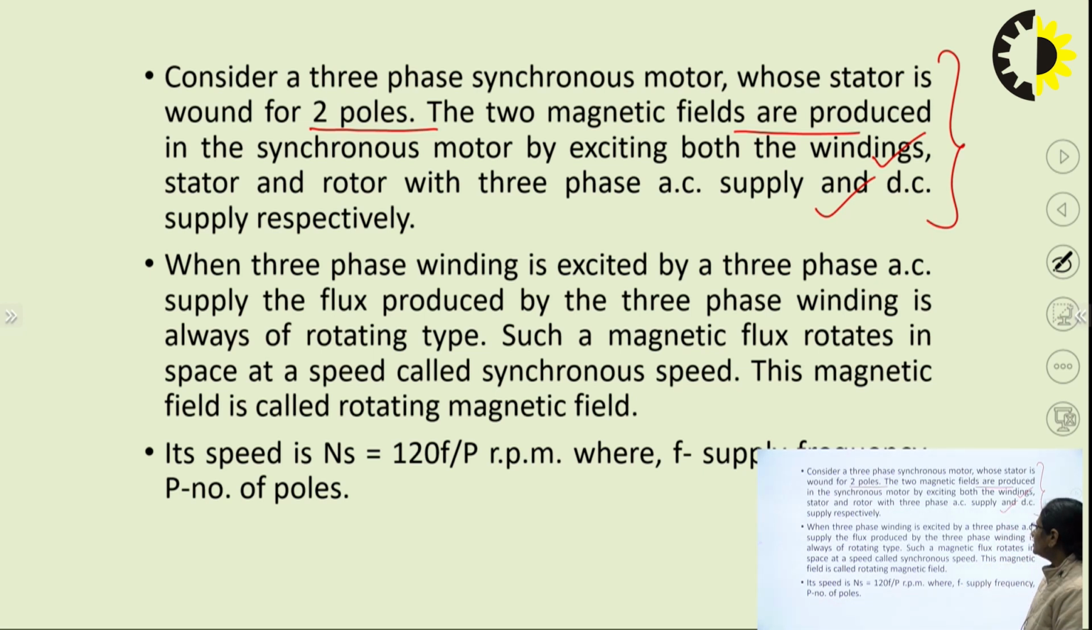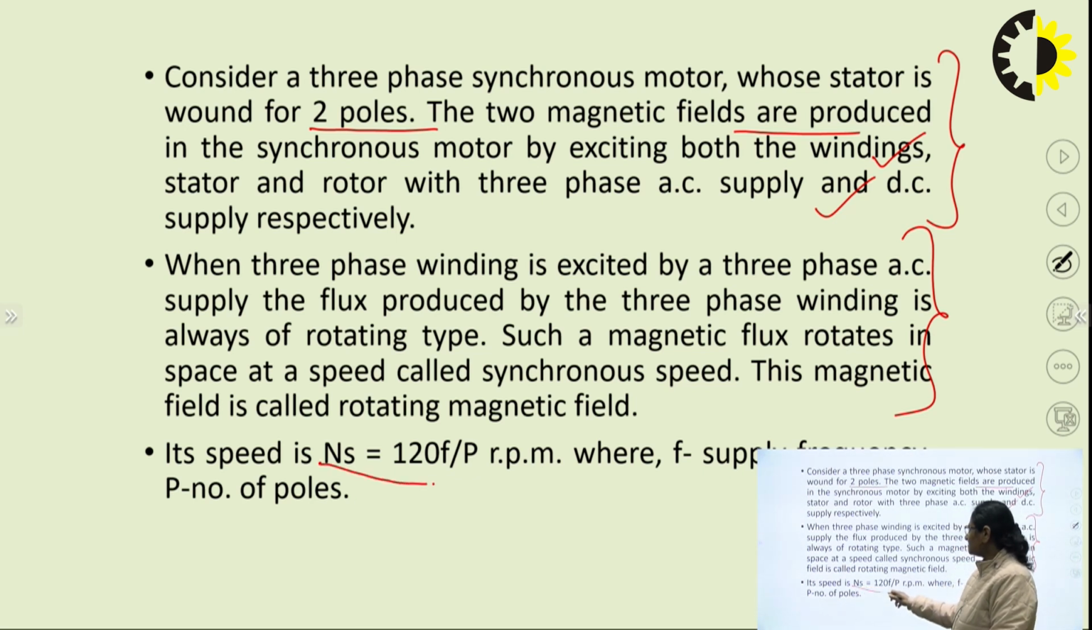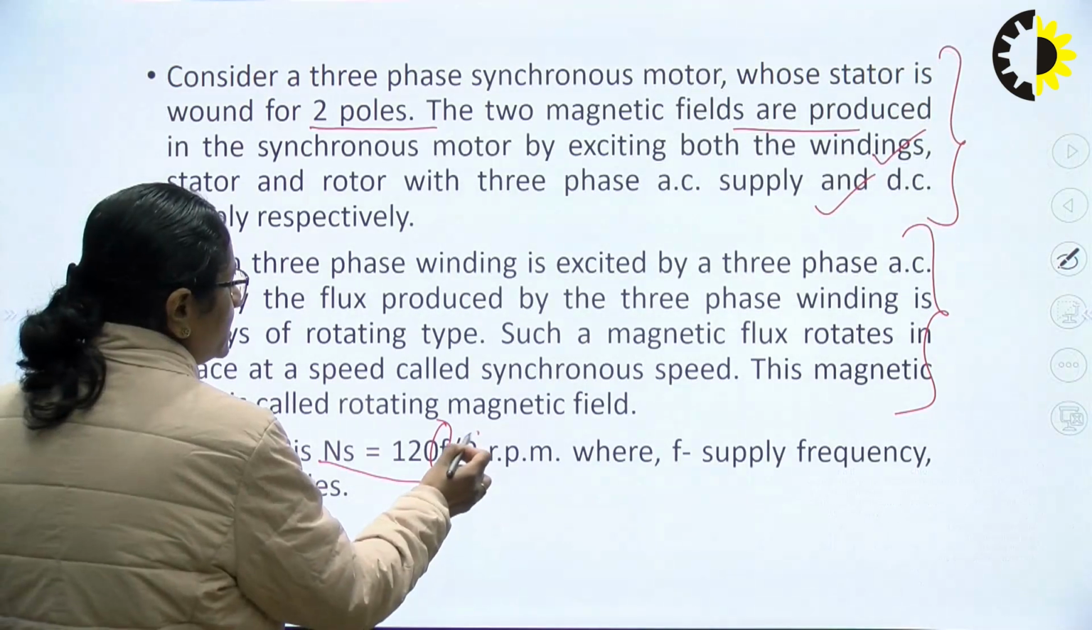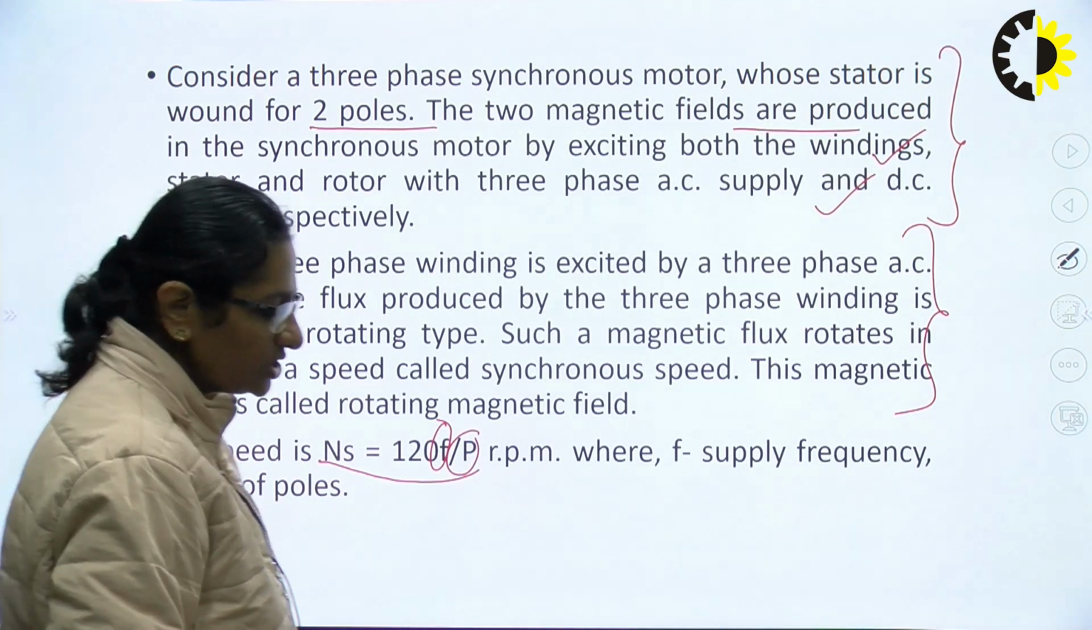Let us see what happens when a supply is given to the three-phase AC winding of the machine. We know that when a three-phase AC supply is given to a three-phase AC winding, a rotating magnetic field is created. The rotating magnetic field rotates at a constant speed. That constant speed is given by Ns equals 120 F upon P, where F is the frequency of supply given to the armature of the motor, and P is the number of poles for which the machine is wound.